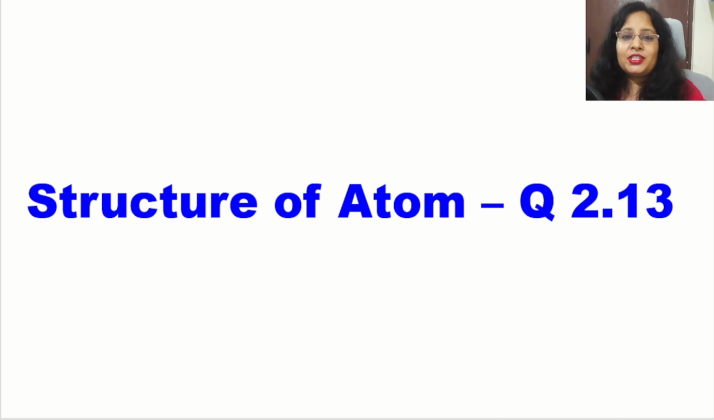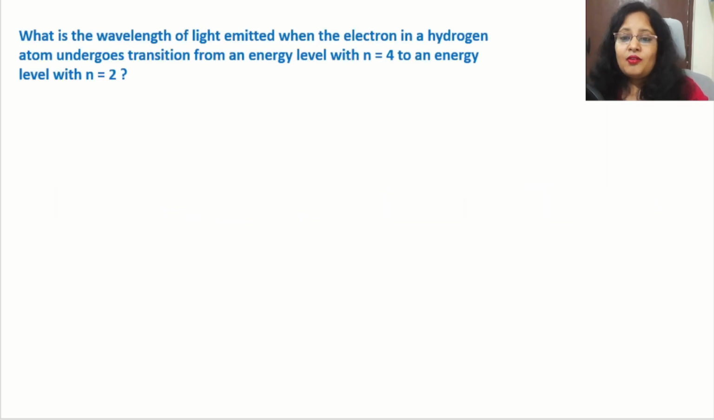So friends, today's video is question number 2.13 from NCERT textbook class 11, and the chapter name is Structure of Atom. So let's check the question. What is the wavelength of light emitted when the electron in a hydrogen atom undergoes transition from an energy level with n is equal to 4 to an energy level with n is equal to 2?